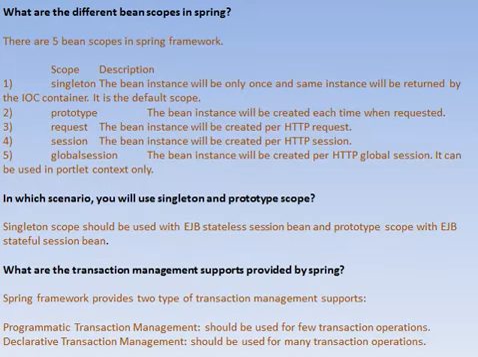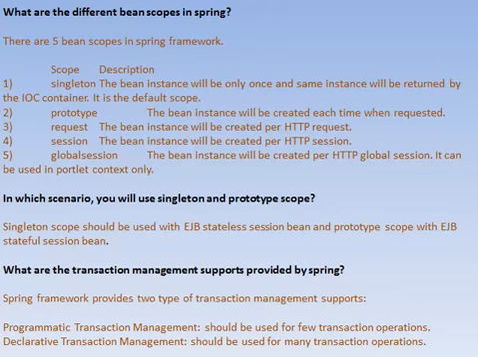What are the different bean scopes in Spring? There are 5 bean scopes in Spring Framework. 1. Singleton. The bean instance will be created only once and the same instance will be returned by the IOC container. It is the default scope. 2. Prototype. The bean instance will be created each time when requested.